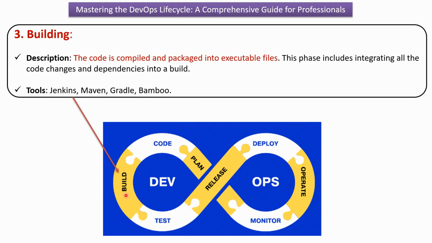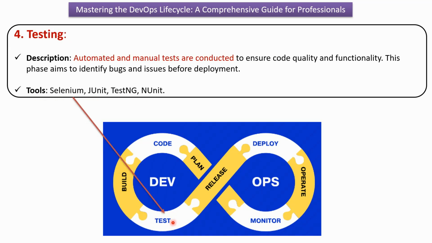Phase 3 is building. In this phase, code is compiled and packaged into executable files. This phase includes integrating all the code changes and dependencies into a build. Tools used are Jenkins, Maven, Gradle, and Bamboo.